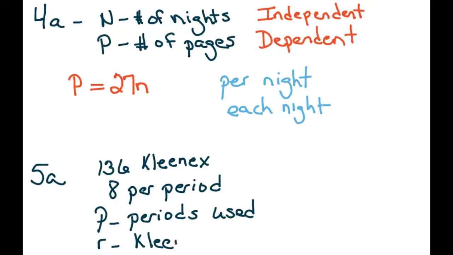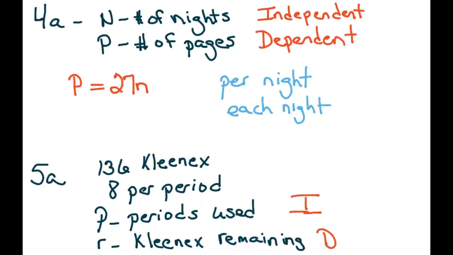So which depends on the other? Think about it a second. The Kleenexes remaining in the box depends on how many periods it was used. So we have dependent is Kleenexes remaining, independent is periods used.